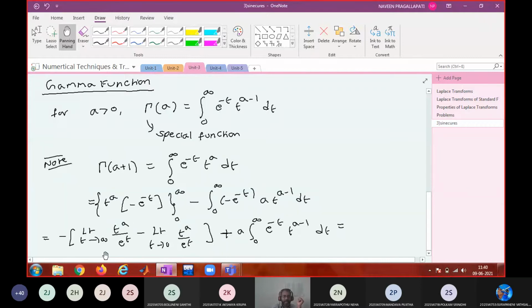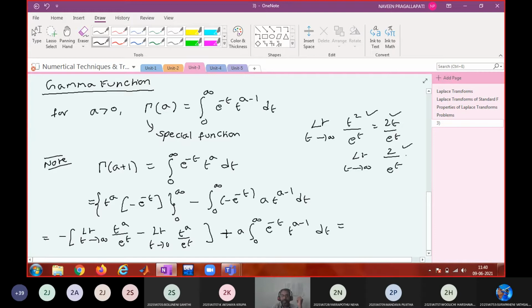What about the upper limit? As t tends to infinity, t power a goes to infinity, and e power t also goes to infinity. So this is infinity by infinity. How do you evaluate an infinity by infinity limit? Let us say t tends to infinity, t square by e power t. You apply L'Hospital rule. This is 2t by e power t. Again, if you apply the derivative, this is 2 by e power t. So after finitely many derivatives, the limit as t tends to infinity is going to be 0. Finite quantity by infinity is 0.